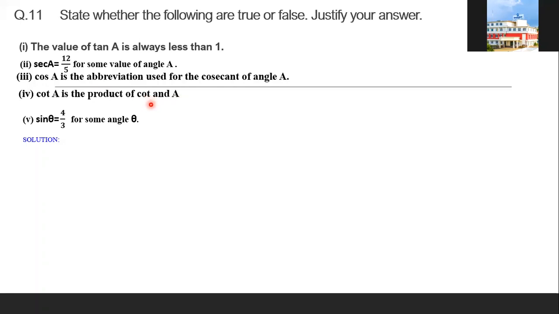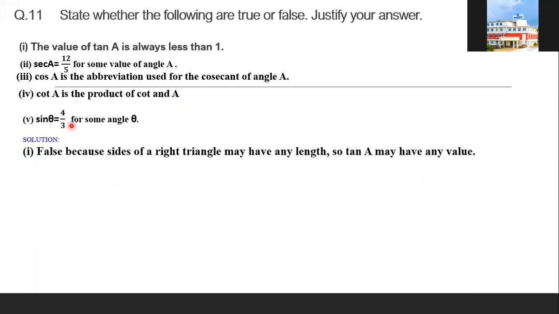And sin theta is equal to 4 by 3 for some angle theta. False. It is not a proper fraction. Check it once. False. We'll check the first answer. Now we'll discuss the first one.